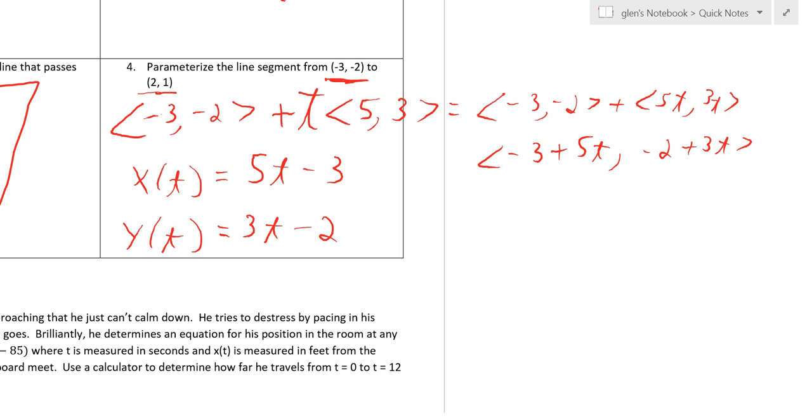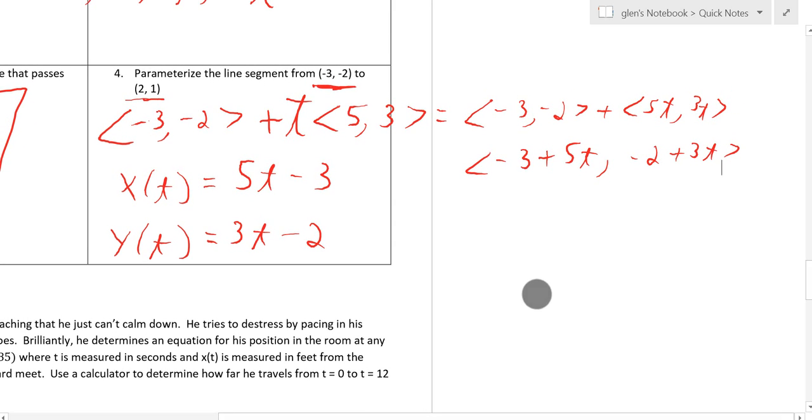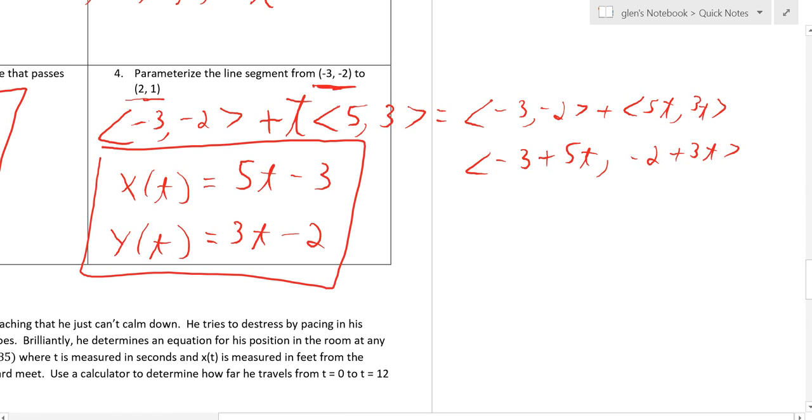Another way to think about this too: if t goes up by 1, how much does x go up by? Look at these equations. If t goes up 1, how much is x going to grow by? 2? 2 for x.